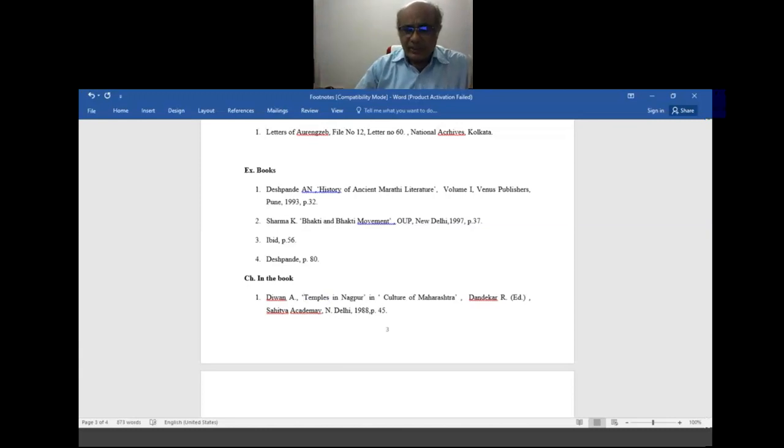But here I'll explain this thing once again. For example, you have taken information from Alia Diwan's chapter titled Temple in Nagpur, and that chapter is published in the book which is named Culture of Maharashtra, and that is edited by Dandekar. It is published by Sahitya Akademi, New Delhi, 1988, and page number 45.